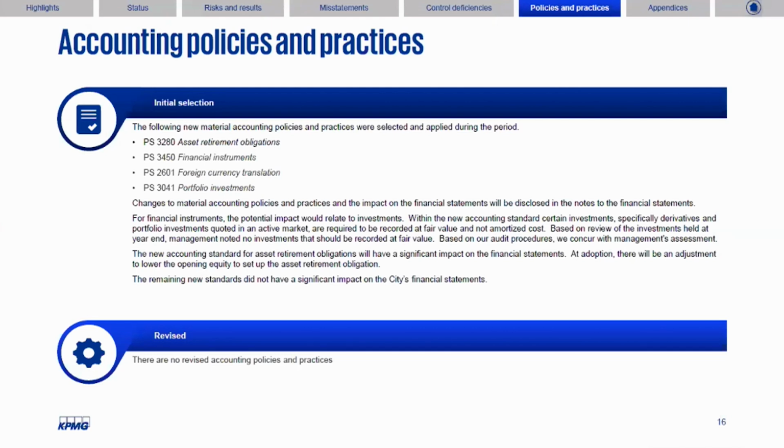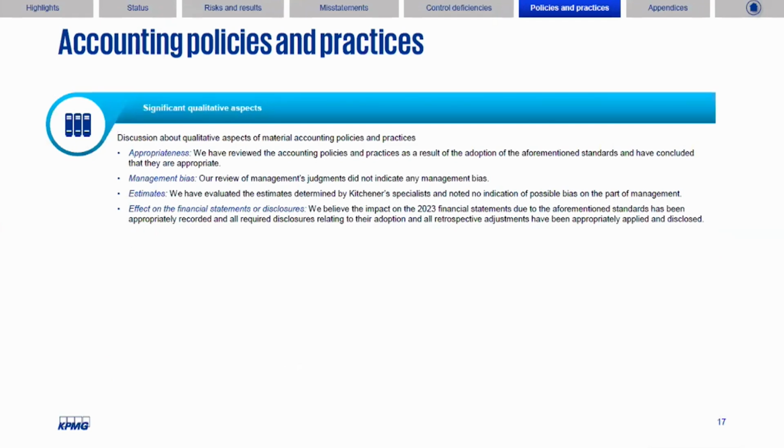On this page is an overview of the new accounting policies and procedures. I won't go into any more detail about these as they were already discussed. And on this page, we discuss the accounting policies and practices and note that they are appropriate. And we also didn't identify any management bias relating to estimates within the financial statements.